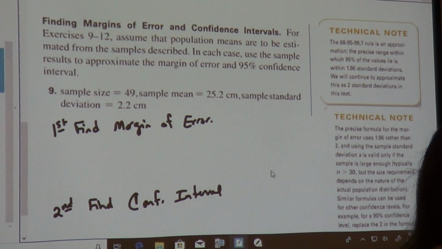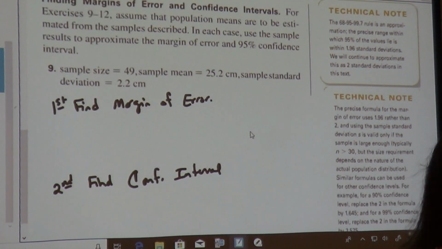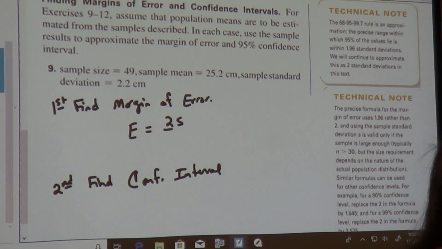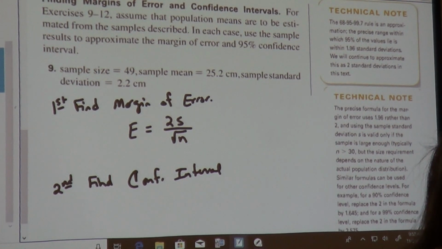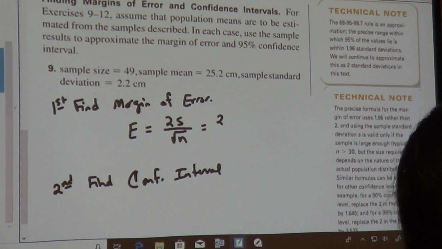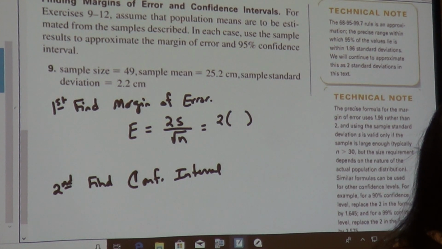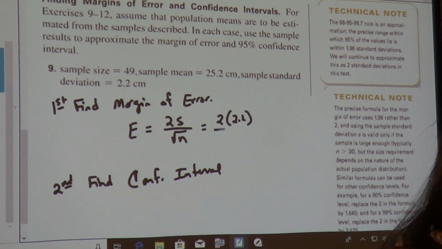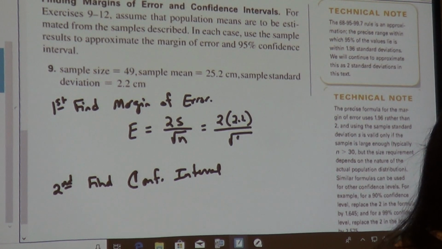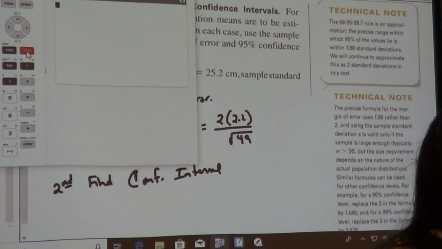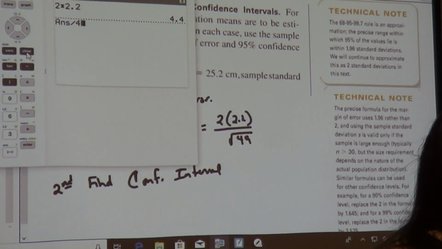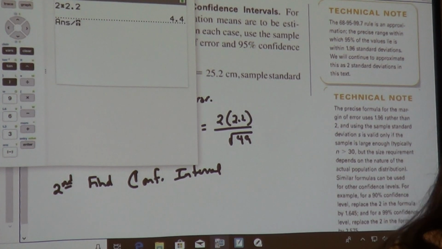Just a second ago I gave you the formula. It says E equals 2S over the square root of N. The error equals 2 times S over the square root of N. So I'm going to do 2 times 2.2 divided by the square root of 49. I'm going to come over here to my calculator, and I'm going to do 2 times 2.2 and divide it by the square root of 49.